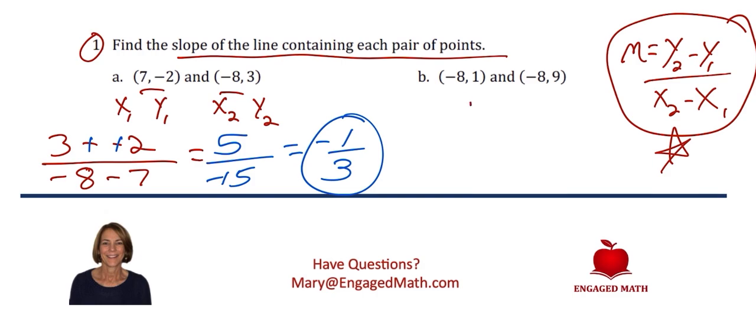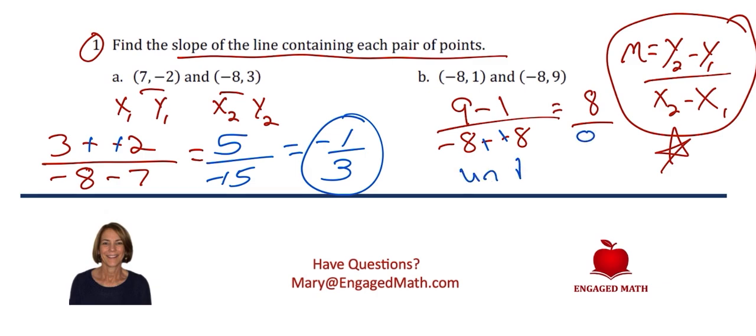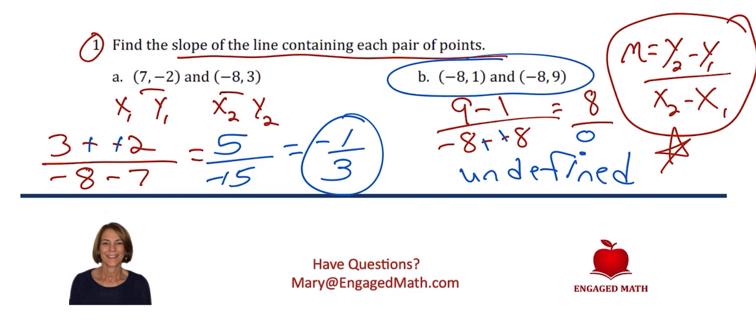All right, so this time we have 9 minus 1 over negative 8 minus a negative 8. Something unusual is going to happen this time. In the numerator, we have 8. In the denominator, remember how this is going to turn into a plus, because negative 8 minus a negative 8 becomes a negative 8 plus 8, which we know is 0. So anything divided by 0 is undefined. So that problem, the slope of the line that contains these 2 points, is undefined.